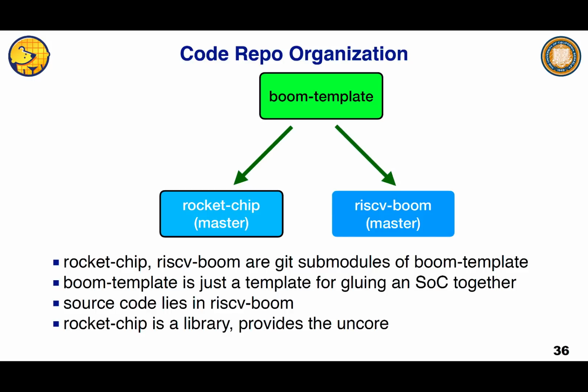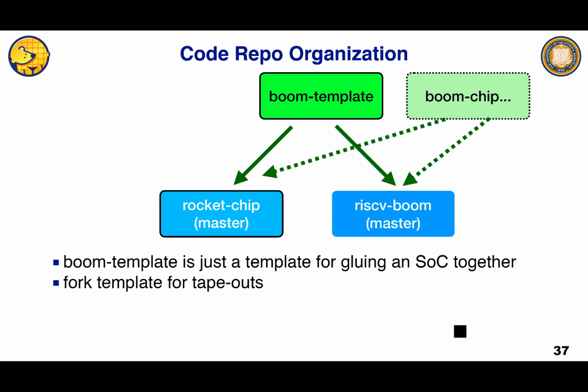And the way that we set up the repos, we have this thing that we call the template, and that as submodules calls in Rocket Ship as a library and riscv-boom as the actual source code. And this template is just kind of gluing together the SOC. The main source code lies in BOOM though, and then Rocket Ship is our library. So one thing you can do, when you do a tape out or you go to an FPGA or you do something interesting, is you just kind of fork the template and you can then start to specialize your SOC for your particular thing.